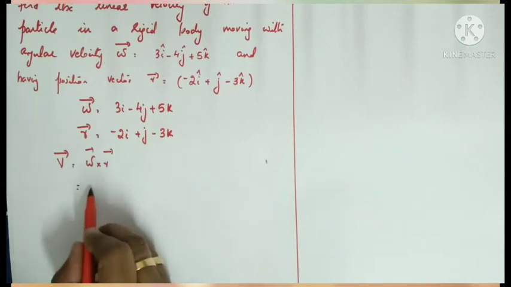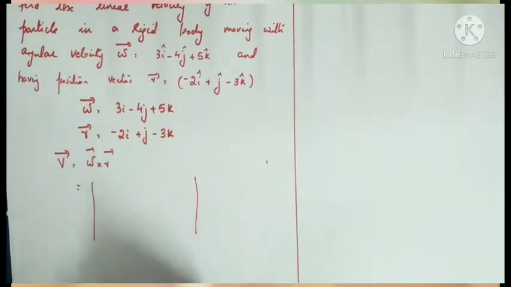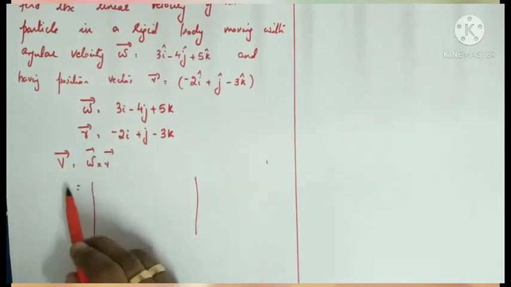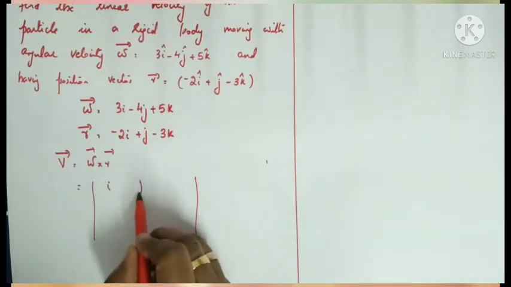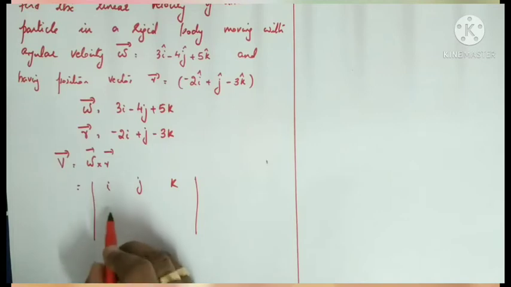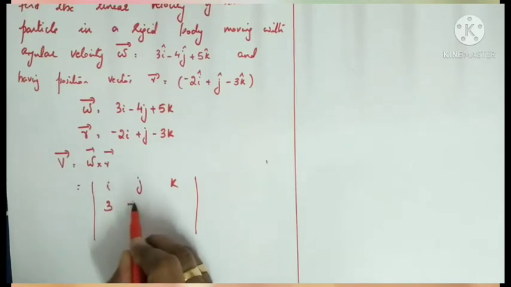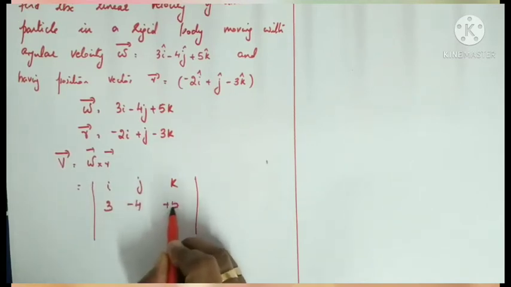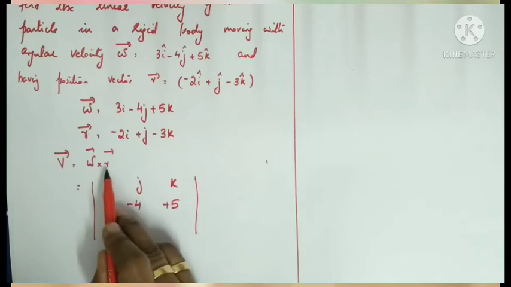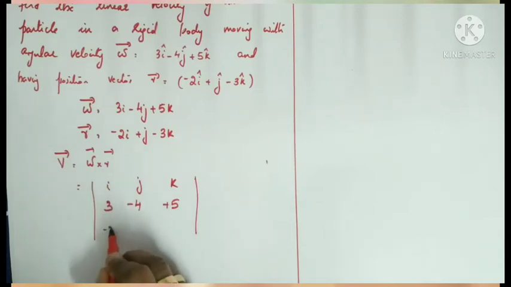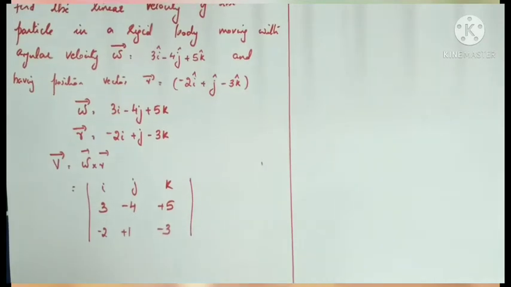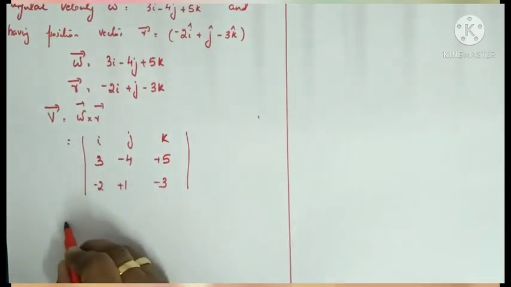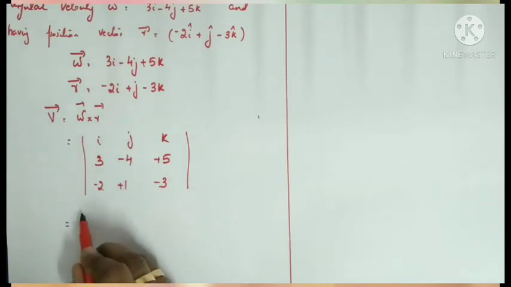How will you find the cross product? This is the method. By using the determinant method, we can find the cross product. Here first we put i, j, k. Then omega: here 3, here minus 4, here plus 5. Then the second vector is r: here minus 2, here 1, here minus 3. Already we have studied this in the vector chapter.